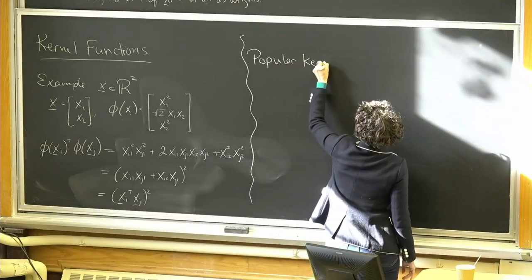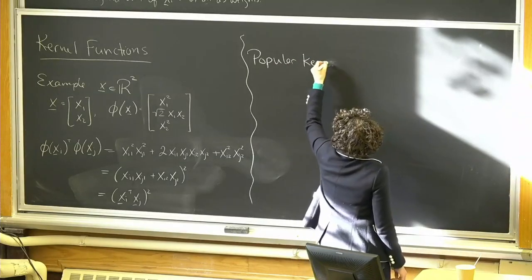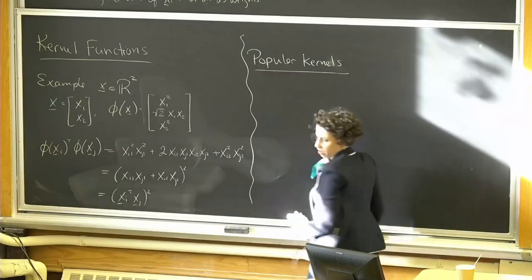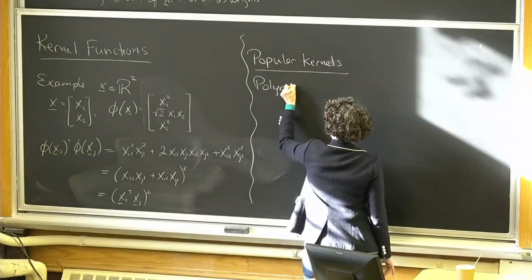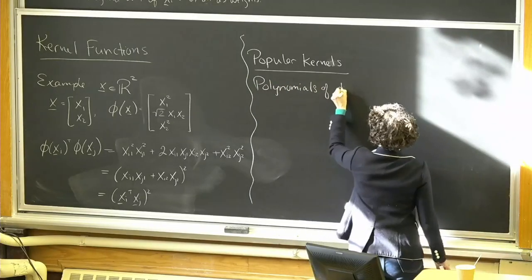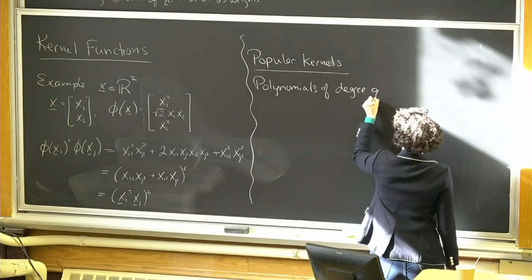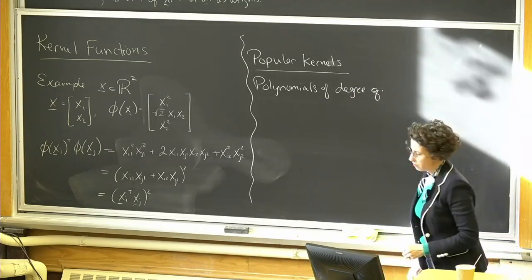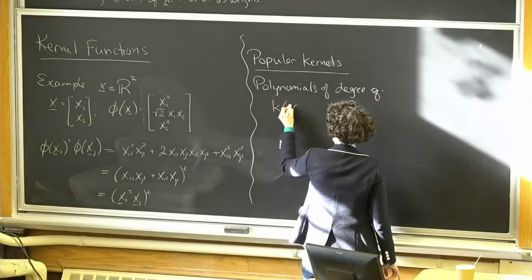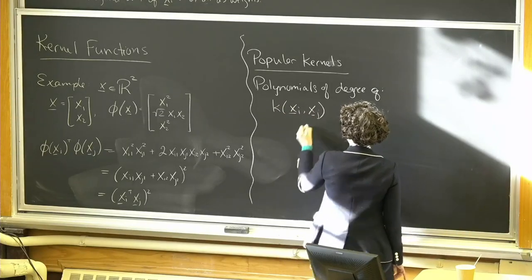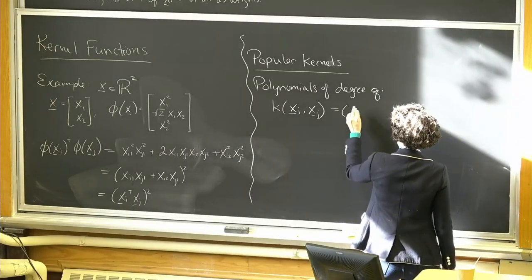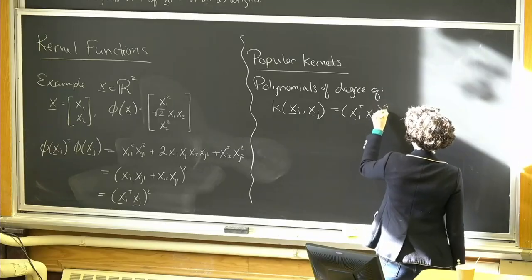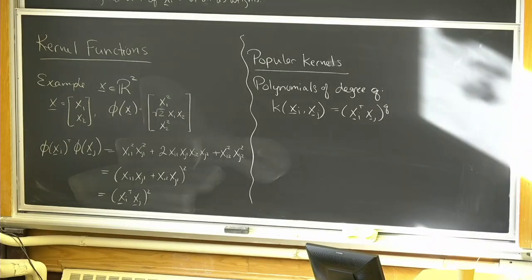So, some popular kernels. First of all, we can have polynomials of degree q. In particular, I'm going to say that my kernel function k for a pair of feature vectors xi and xj is simply going to be this inner product xi transpose xj to the qth power. So it's just like our quadratic example, but we can do higher order polynomials.